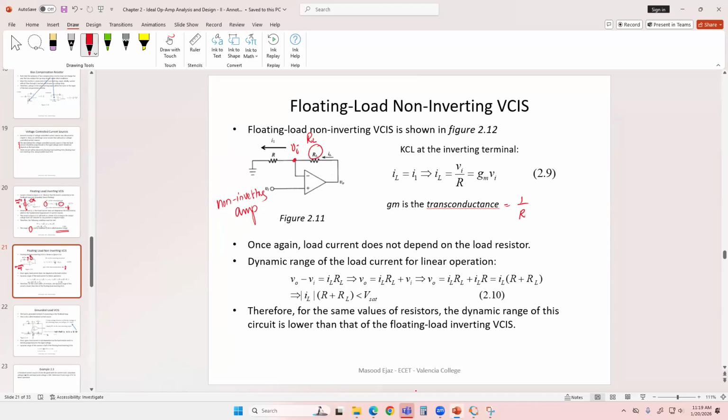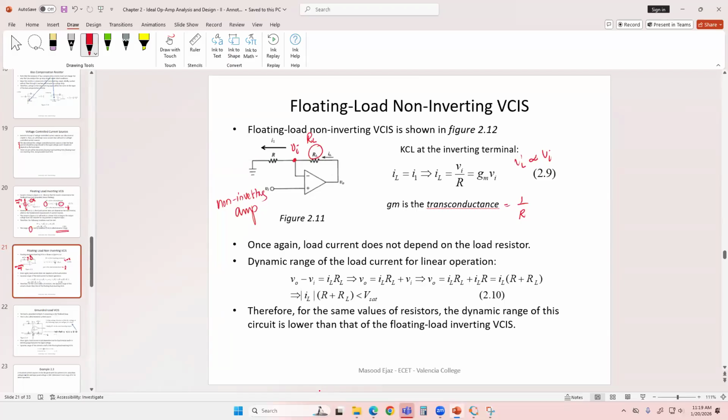As long as this R has a constant value, then the load current will simply be proportional to the input voltage. Thus, the circuit can also be assumed as the voltage controlled current source. When you change the voltage, the load current is going to change irrespective of the value of RL that is connected. However, again, we're going to find the dynamic range of the load current for which the circuit is going to operate properly.